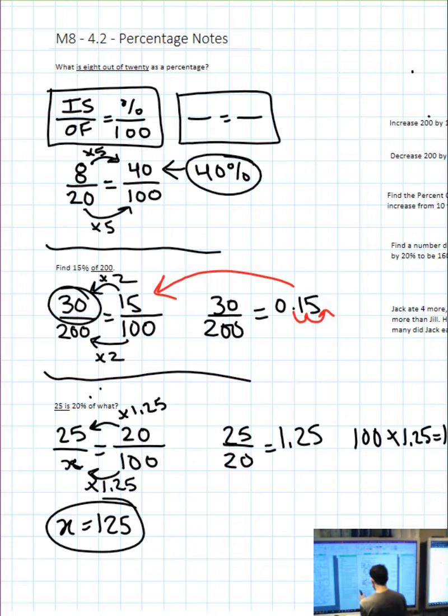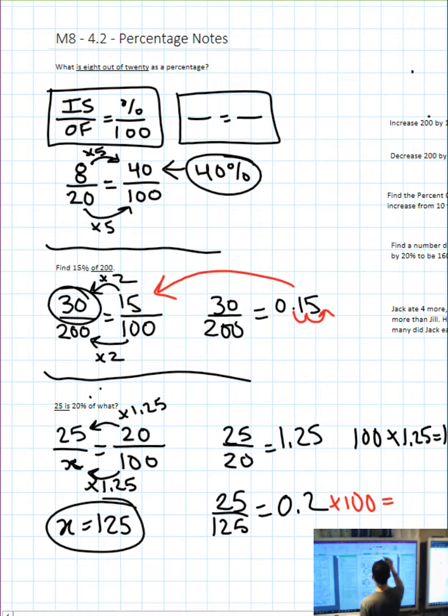Now, I could check my answer like I did above, which I'm going to. So if I got x, I'm going to put that back into the left-hand side, which means that's 25 over 125. And if we do that, 25 divided by 125, we get 0.2, which from the last chapter, if we remember, we can times by 100 to get the percentage. So if I times that by 100 or move the decimal 2 places to the right, we get 20%. And we know that was the given information, so we know that we are correct.